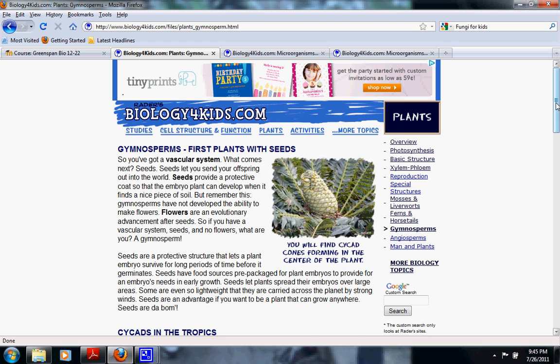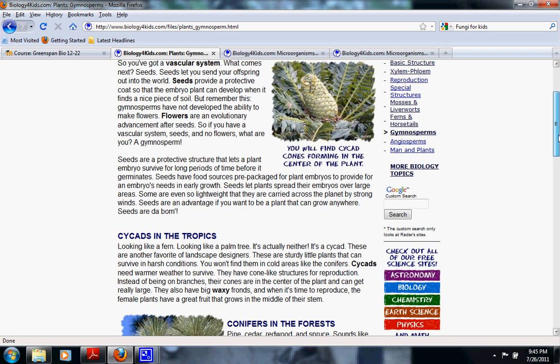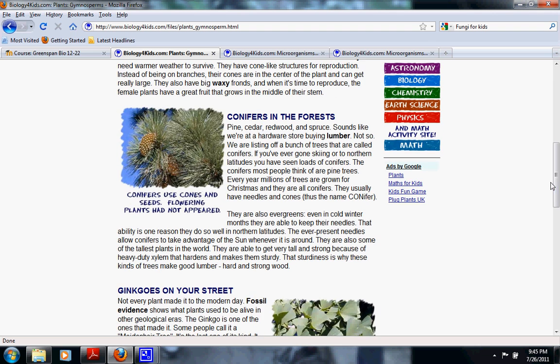Now these have seeds in them, but the gymnosperm group are the ones that you guys are probably used to seeing that have maybe thin needle-like leaves. They have cones where their seeds are found, but they do not have flowers. And some examples are pine trees and these things called cycads here. Pine trees and spruce trees are called conifers. And then there's a kind called ginkgo.